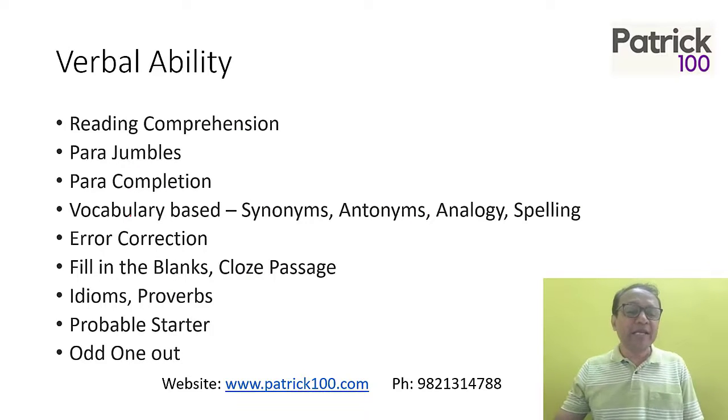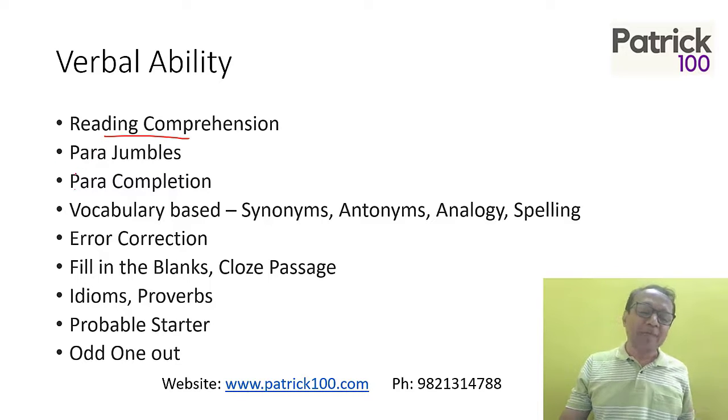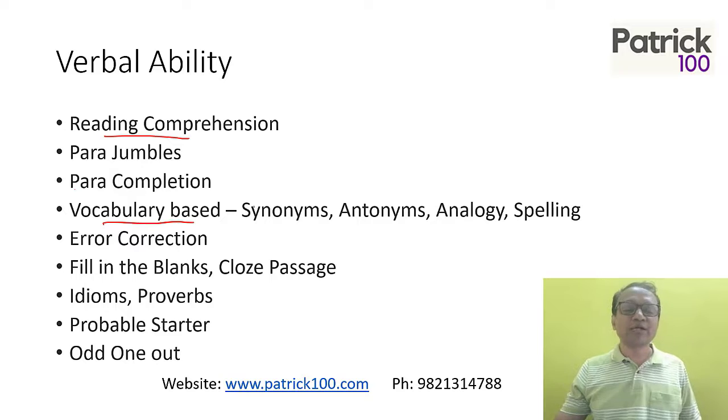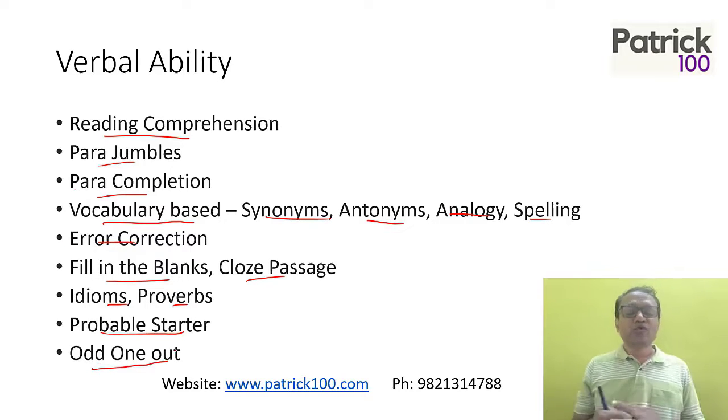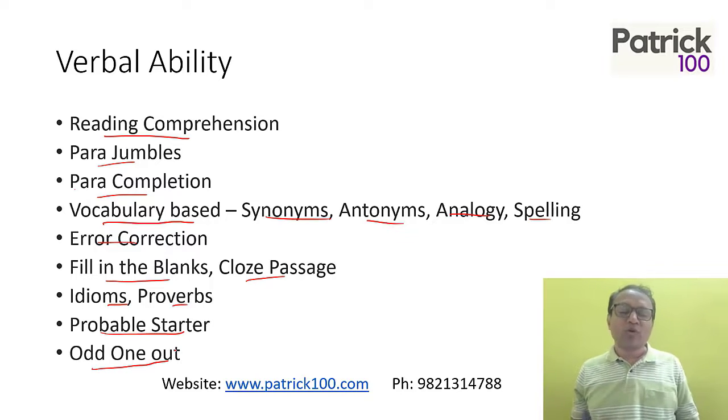When I talk about verbal ability, these are the areas that you can look at. Focus a lot on reading comprehension. There'll be around 10-15 questions of reading comprehension. But yes, there's grammar and vocabulary. Vocabulary based questions like synonyms, antonyms, analogy, spelling, all that will be there. Apart from that, you have parajumbles, para completion, fill in the blanks, cloze passage, similar to fill in the blanks, error correction, idioms, proverbs, probable starter, odd one out. So a few sentences are given and you find the odd one out, or a sentence is given and you find what could be a probable starter. All these are part of verbal ability.